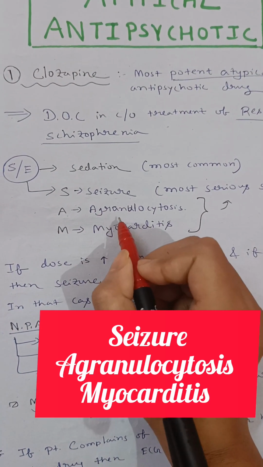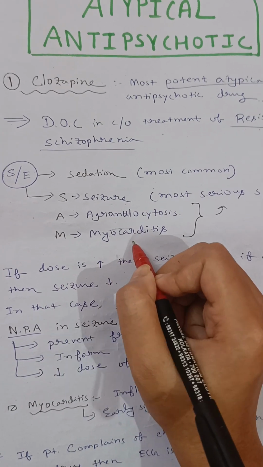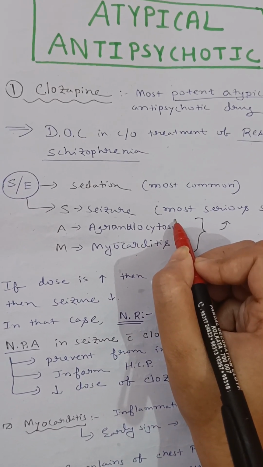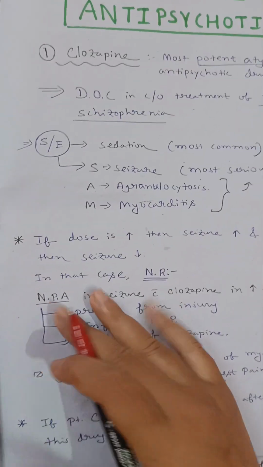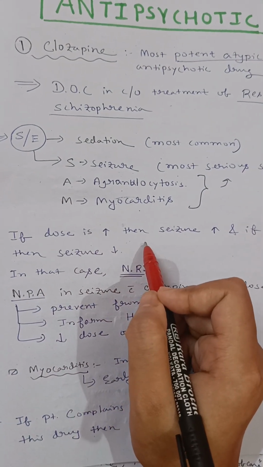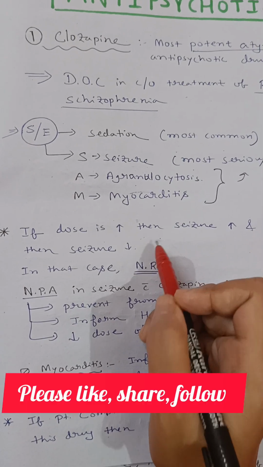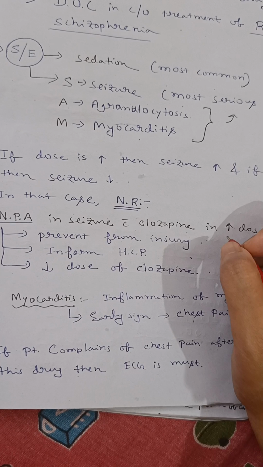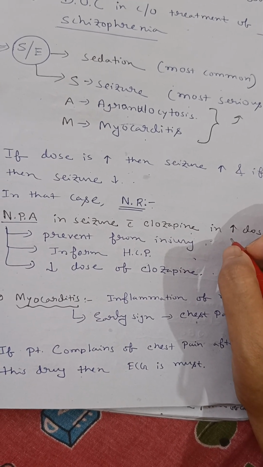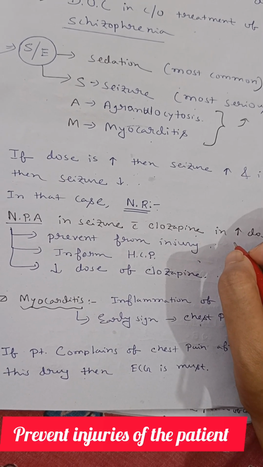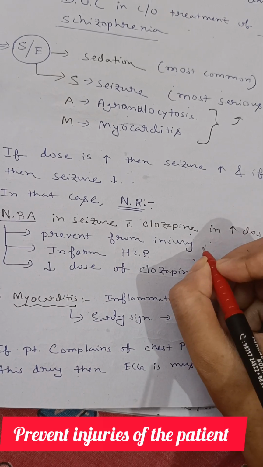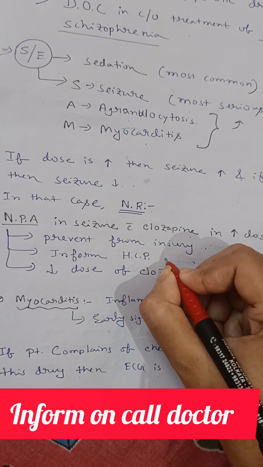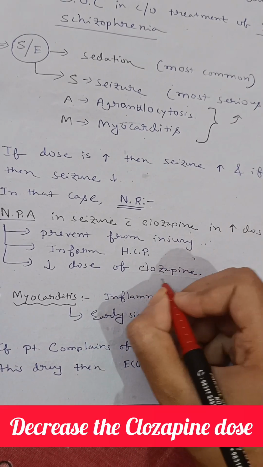S for seizure, A for agranulocytosis and M for myocarditis. The seizure is the most serious side effect, and it is also dose dependent: if the dose is increased in the patient, then the seizure will increase, and if the dose is decreased, the seizure will also decrease. So what is the nursing responsibility here? The primary nursing action for a patient having a seizure after increased clozapine dose: first of all, prevent any kind of injury, then inform the healthcare professional or the on-call doctor as soon as possible, and decrease the dose of the clozapine.